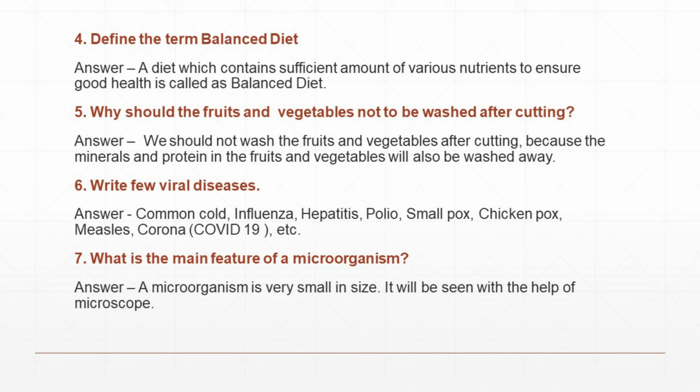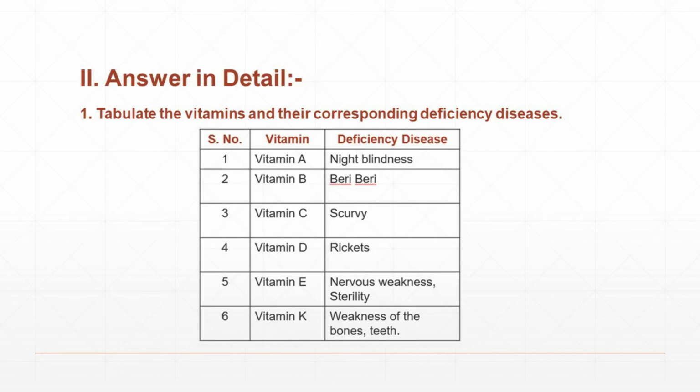Roman number 2. Answer in detail. Tabulate the vitamins and their corresponding deficiency diseases. Vitamin A, night blindness. Vitamin B, beriberi. Vitamin C, scurvy. Vitamin D, rickets. Vitamin E, nervous weakness and sterility. Vitamin K, weakness of the bones and teeth.